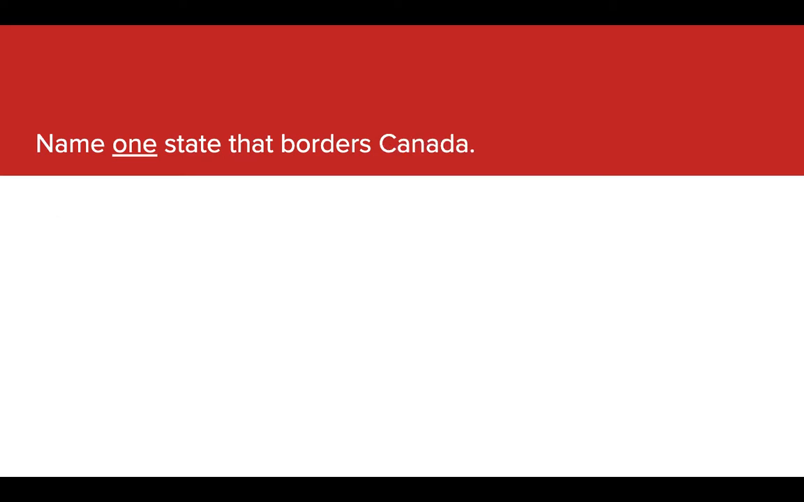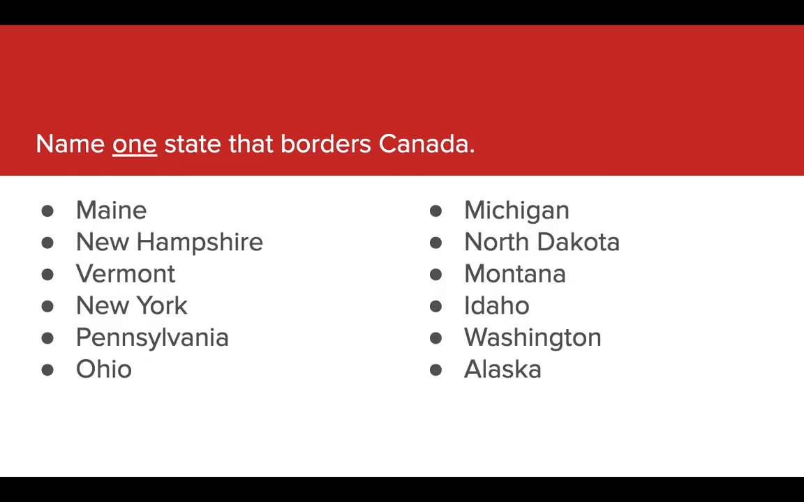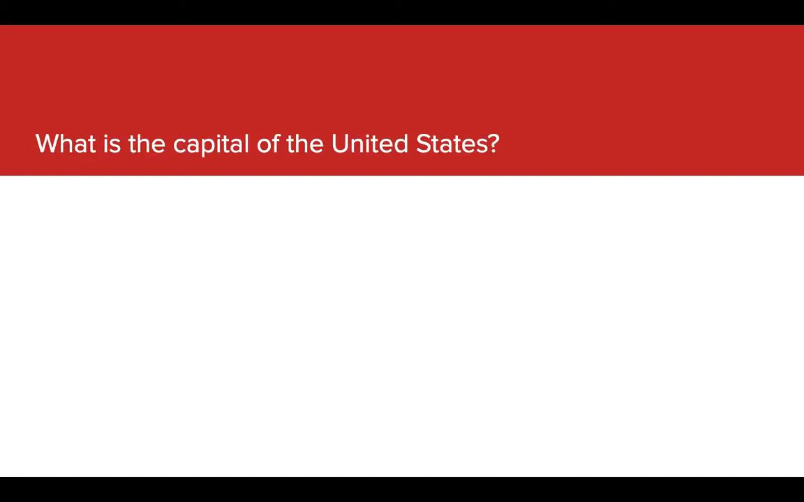Name one state that borders California. There's a lot of them. Maine, New Hampshire, Vermont, New York, Pennsylvania, Ohio, Michigan, North Dakota, Montana, Idaho, Washington, and Alaska. Any one of those? Okay, what is the capital of the United States?